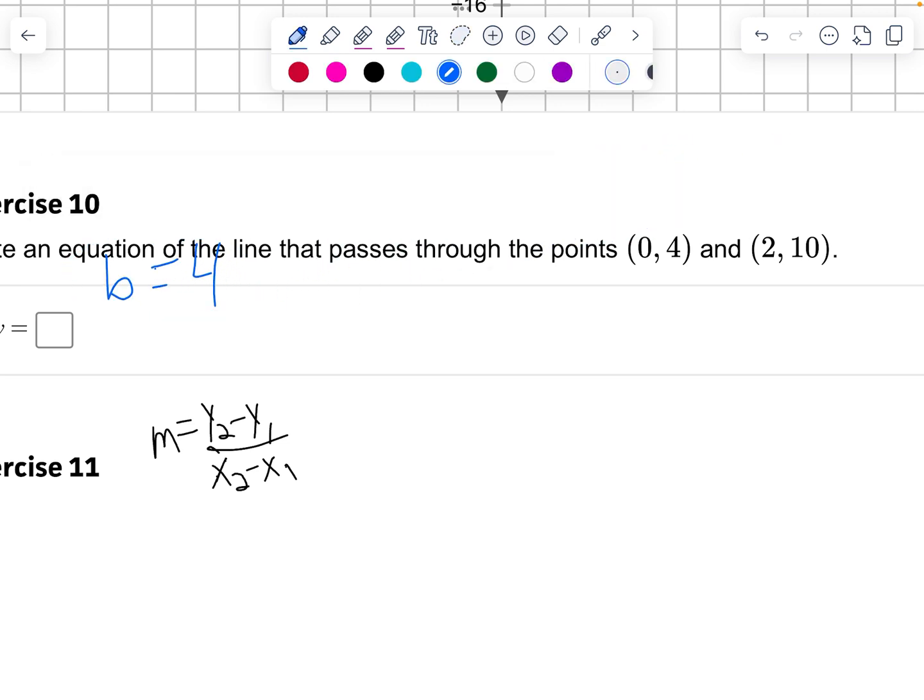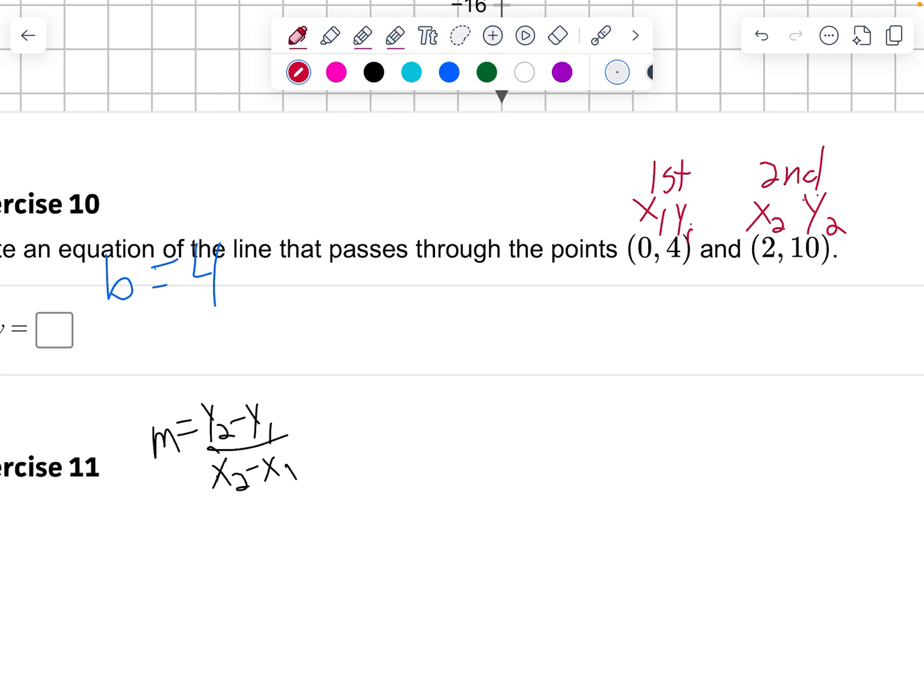Okay, my 2 points are right here. This is your first point. This is your second point. That means this is your first x and your first y. And this is your second x and your second y. Don't ask me why. All right, set it up.